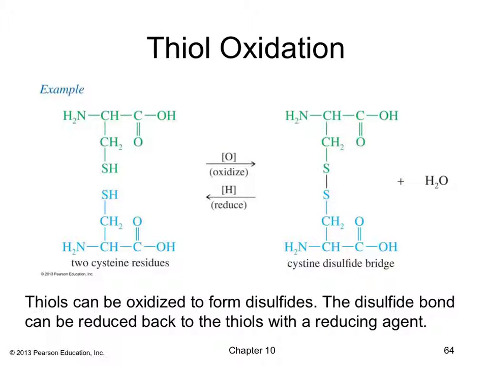Thiols can undergo oxidation. Here's an example of two cysteine residues. In the presence of oxygen, actually from air, you can have formation of a disulfide bond, shown here, and water. Elimination is the byproduct. Now, you can actually go in the opposite direction by adding a reducing agent, which will cleave the disulfide bond to generate the thiols.